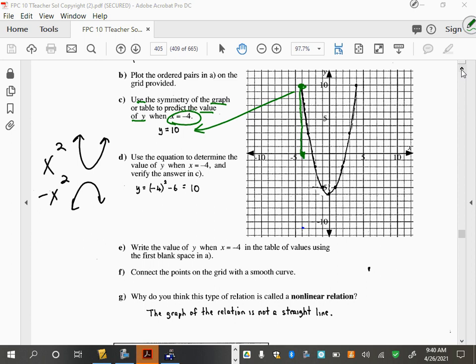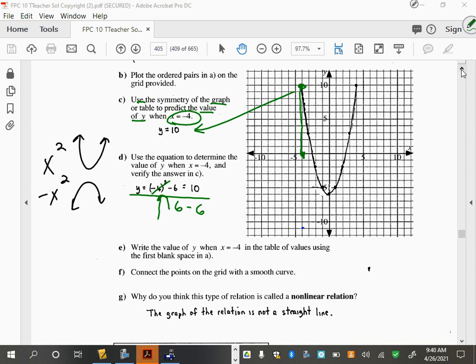Use the equation. Well, they do the same thing, and we get the answer 10 a different way. We put the equation in, and please, round brackets. Now the other thing you could do, if you don't want to use a calculator, you could just say negative 4 times negative 4 is 16. What's 16 subtract 6? That's probably quicker than using brackets and a calculator. You have to know that every time you square a negative, you're going to get a positive answer.